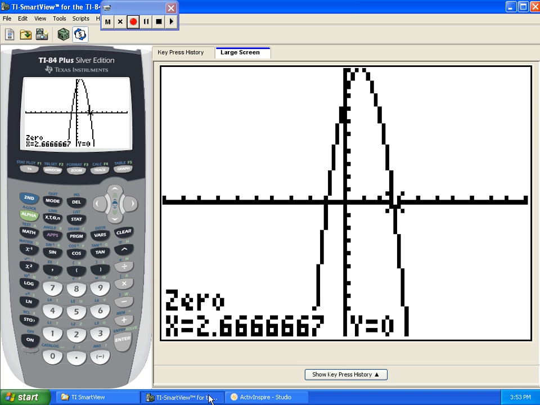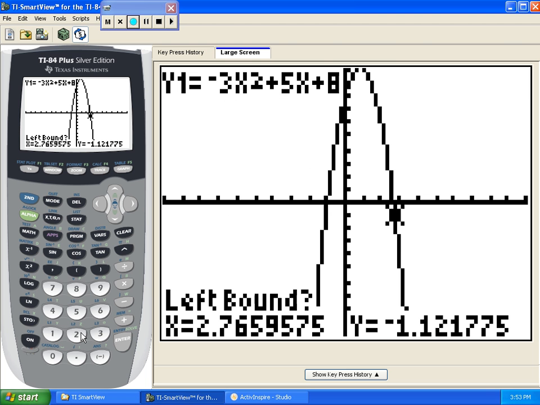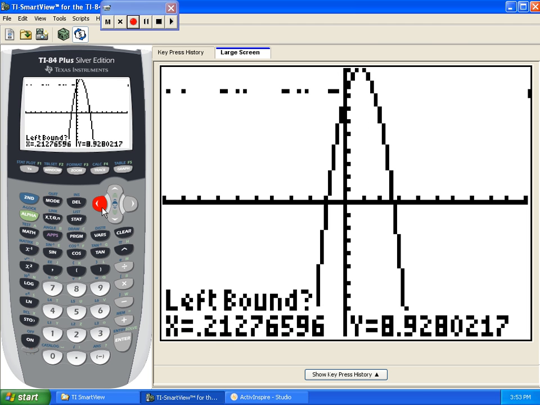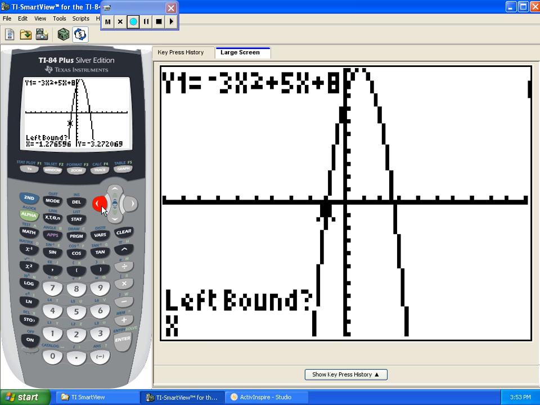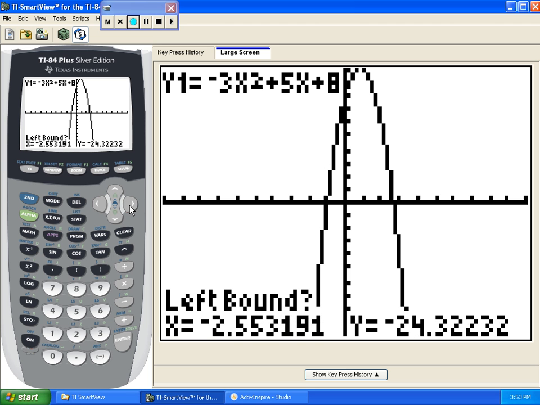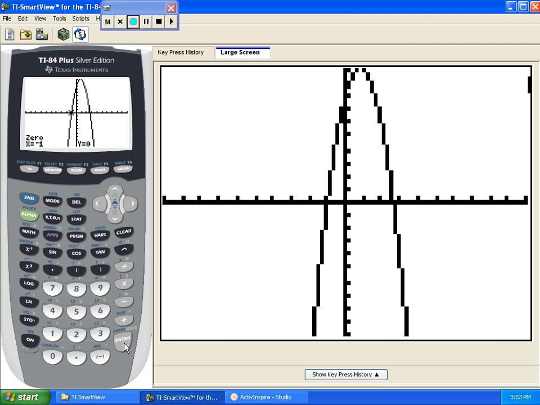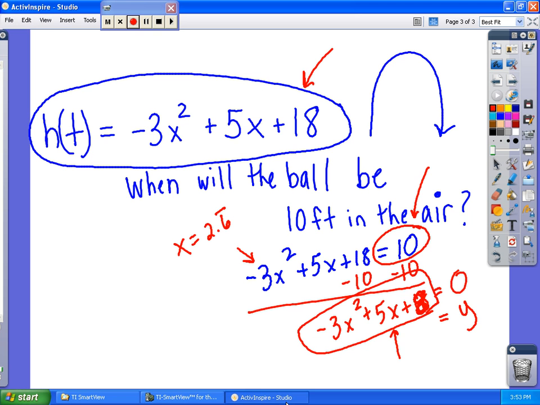And to find my other answer, I'm just going to go through that same process, but for the other one. Second, calculate, 0, it's actually option number 2. I'm going to hit the left button, and notice that left bound is going to be on the left of the point. Oh, I went a little too far. Come up a little bit. So I hit left bound, enter, right bound. I'm going to hit the right button until it's past this point right here, then enter, and guess, enter. And the other one is negative 1.